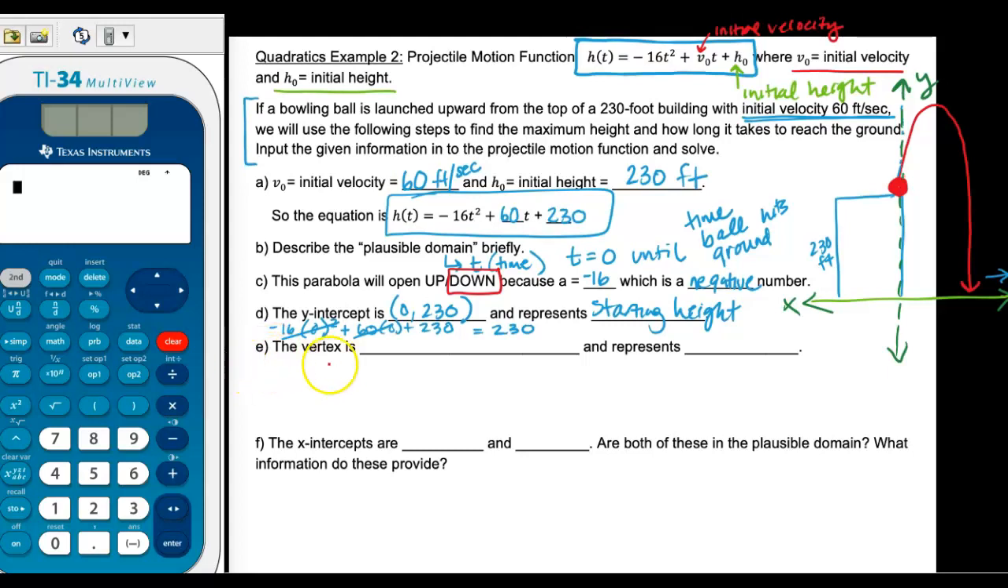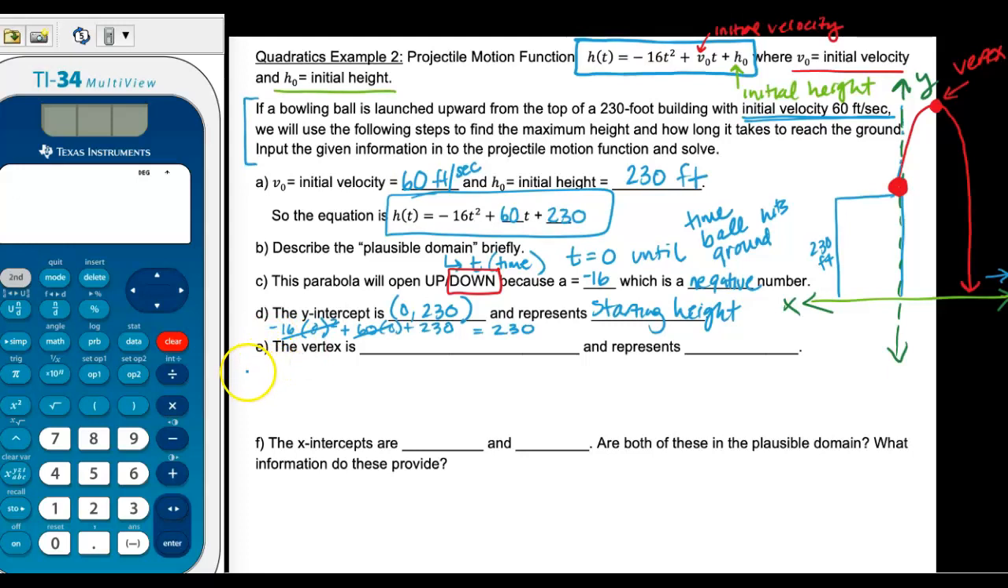And then for E, we're wanting to find the vertex. That's an important part. That's the peak point or max point of how high the ball gets in the air. So the vertex is representative of a number that might be helpful in terms of the situation to know. So this is our peak height. So let's find the vertex.